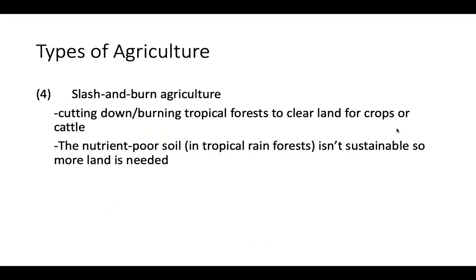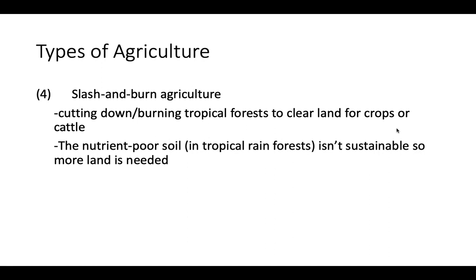Next, we got slash and burn agriculture. You've probably heard about this in history class before, if I had to guess. This one is rough. I don't know if I would like to see someone's argument for or against slash and burn versus industrialized being the worst for the environment, because they're both pretty darn bad.